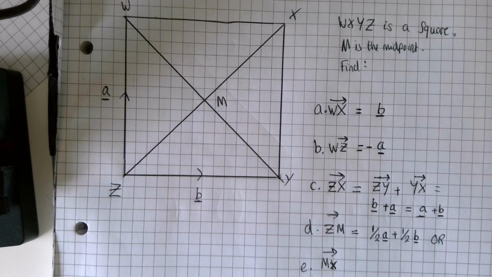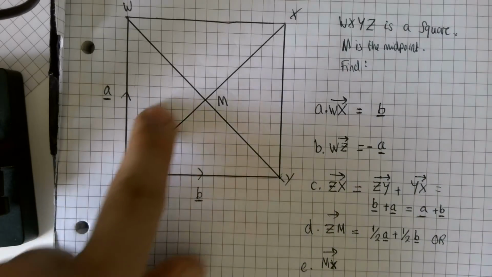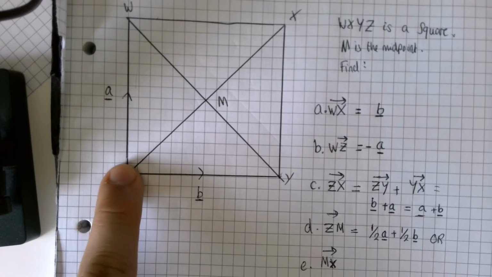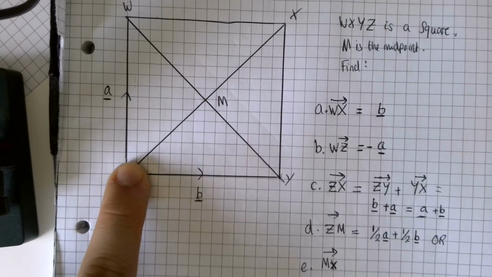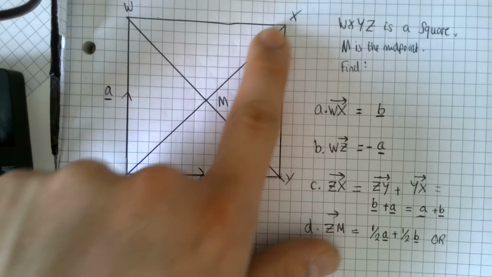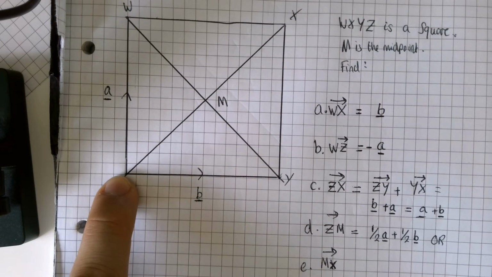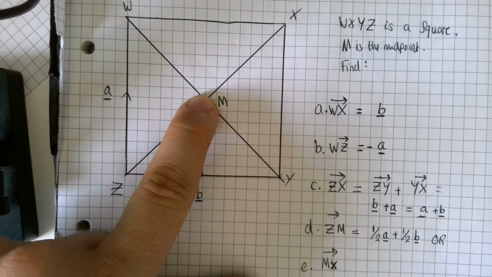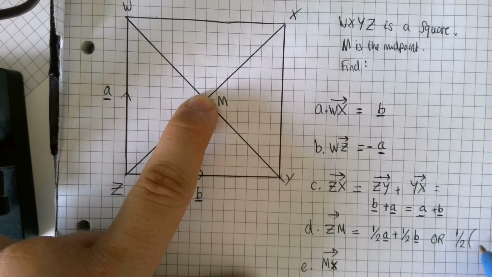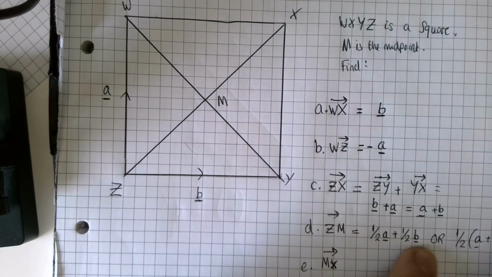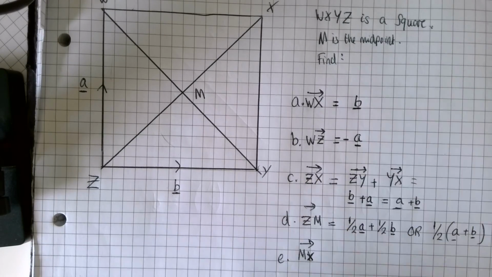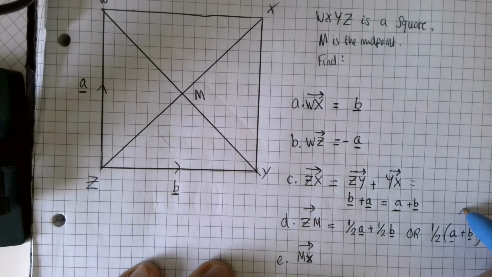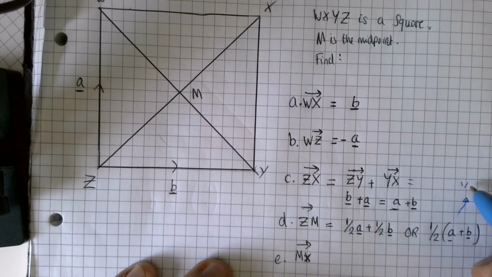Alternatively, I can think, well, Z to X is a diagonal. I've already worked out what that is. It's A plus B. And the midpoint is going to be halfway between Z and X. So it's simply going to be half of vector A plus B. It's half of ZX. So I'm just going to annotate that. I've just identified that this vector is half of ZX.